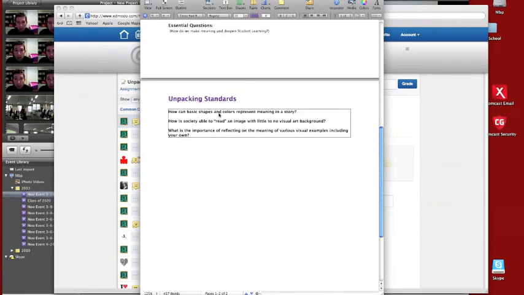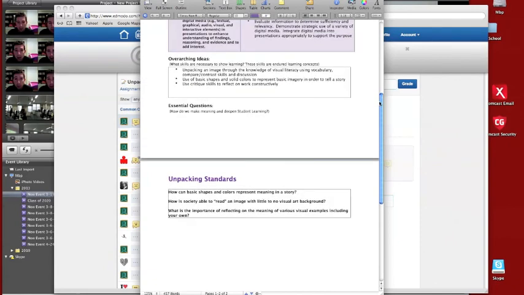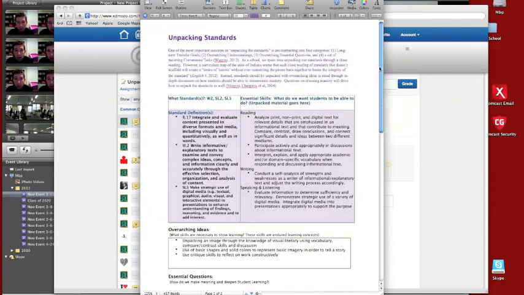How can basic shapes and colors represent meaning in a story? How is society able to read an image with little to no visual art background? And what is the importance of reflecting on the meaning of various visual examples, including your own? So you can see she's well on her way of developing some pretty potent material with these kinds of questions in mind. And I think those really branch well into the overarching ideas that she has.